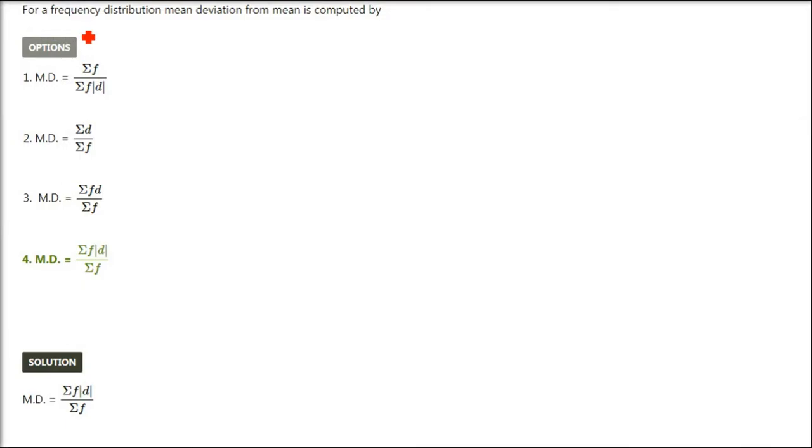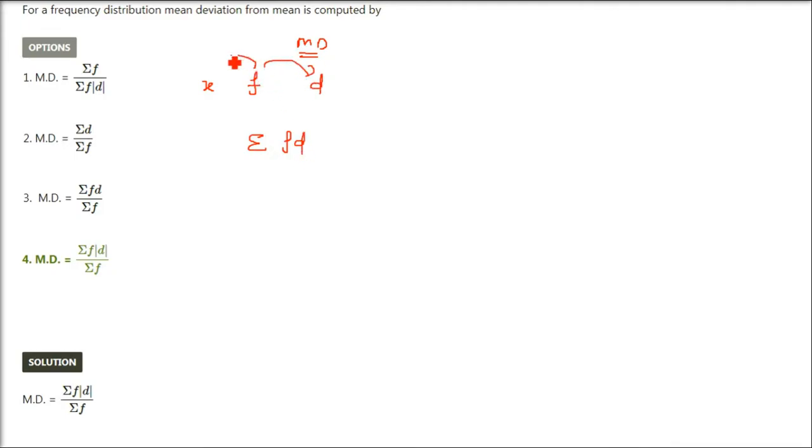First is, for a frequency distribution, mean deviation from mean is computed by. So mean deviation from mean we can compute, mean deviation from median we can compute. So what is the formula here? Every formula has sigma FD by sigma F. Here we have X values and their frequencies also given, the data values and the frequencies. Sigma FD and sigma F, third and fourth, what we see is the correct answer.